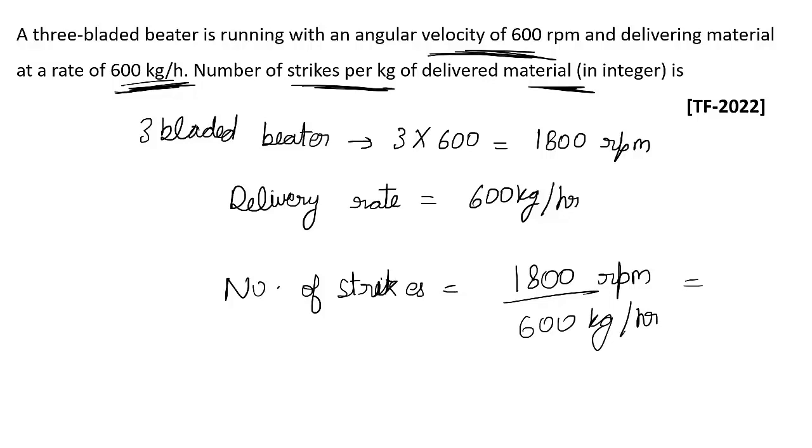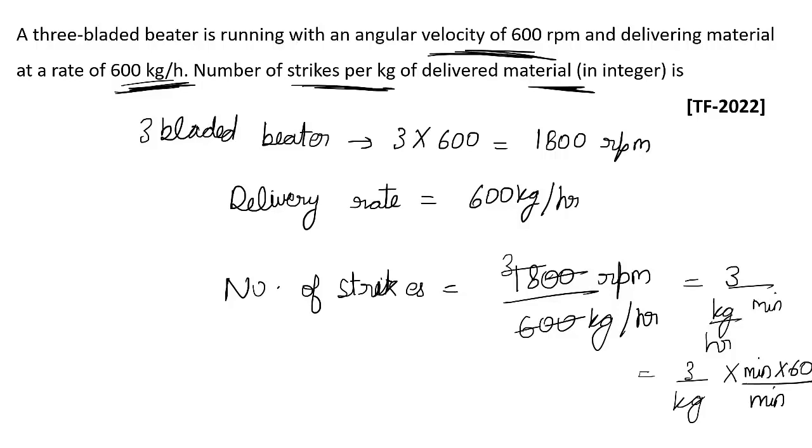So you can see that it is 3 per kg into minute, rpm means per minute and kg per hour. So per hour, 1 hour equals 60 minutes. So it comes out to be 3 into 60 upon minutes, minute and minute cancel, so 180 per kg. We got the number of strikes to be 180 strikes per kg of the delivered material.